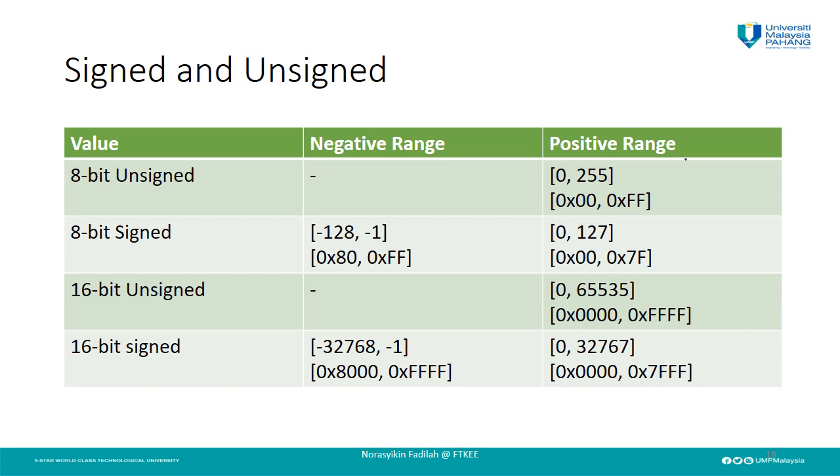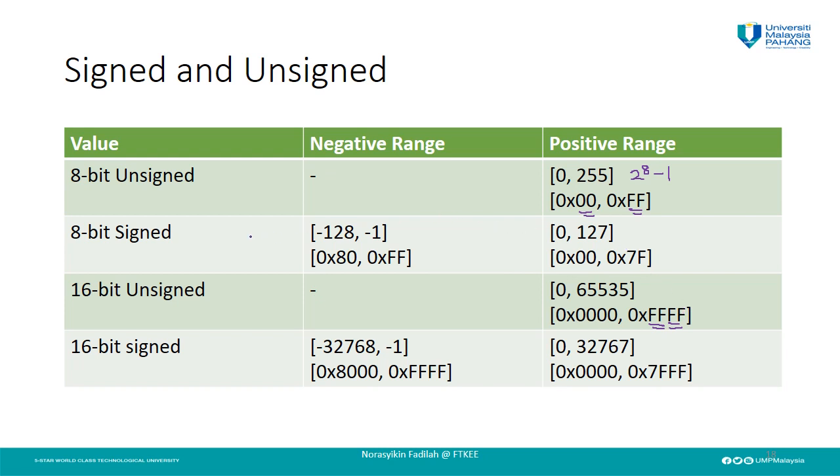So basically, depending on how many bits the data have, the maximum range will become 2 to the power of number of bits minus 1, so we will get 255, and this is the hexadecimal representation. So 1 byte means that we have maximum 2 hexadecimal digits. So for 2 bytes or 16-bit unsigned, we have FFFF. We have 4 hexadecimal digits for the 2 byte data.